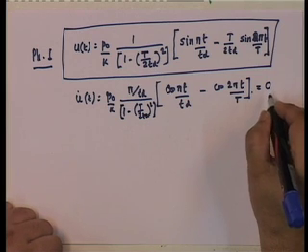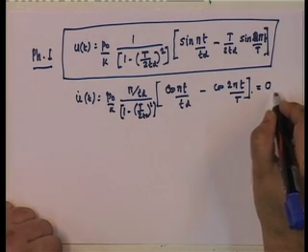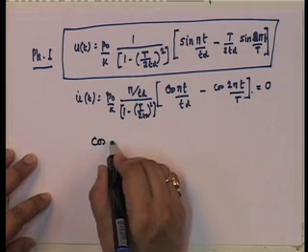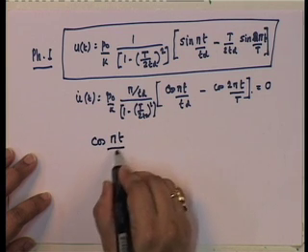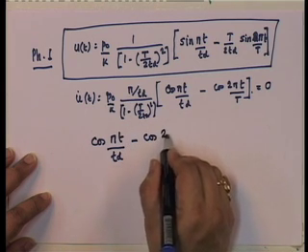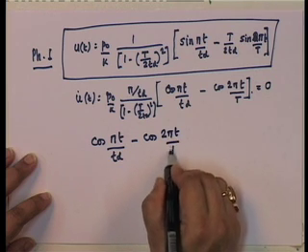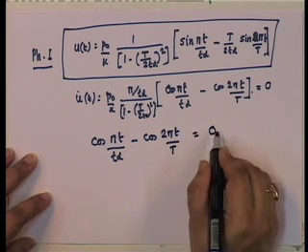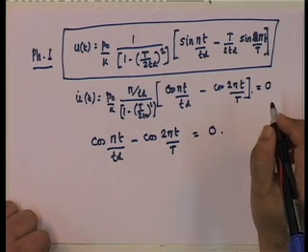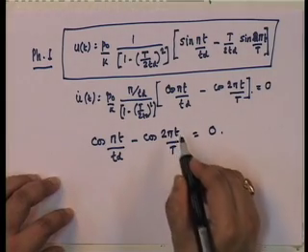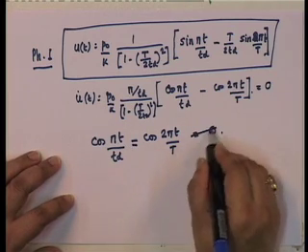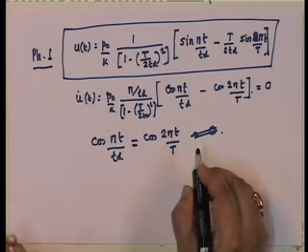So, over here what I get is cosine pi t upon t d minus cosine 2 pi t upon t has to be equal to 0. That is the obvious thing that you will end up getting. Note that for this to happen, this has to be equal to this, because this minus this.